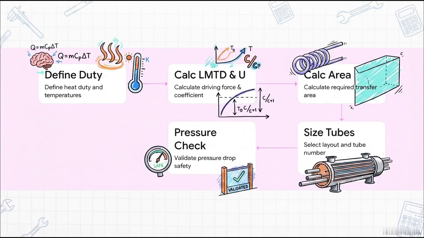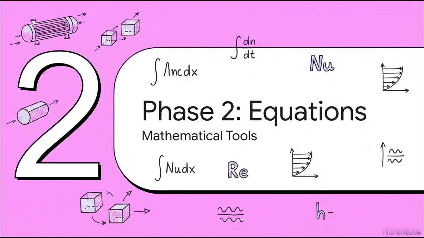Then, step 4, we size the actual physical tubes. And finally, step 5 is all about validation and safety. It's a remarkably logical flow, right? It takes us straight from abstract thermodynamics down to concrete steel. Moving right along to phase 2, the governing equations.